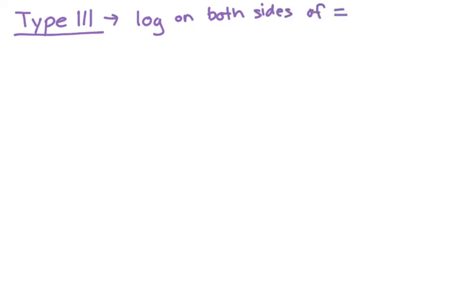Type 3 is when we have logs on both sides of our equation. So logs on both sides of our equal sign. So it should look something like a log equals a log. And our goal when that happens is to rewrite it like that so we can drop the logs.